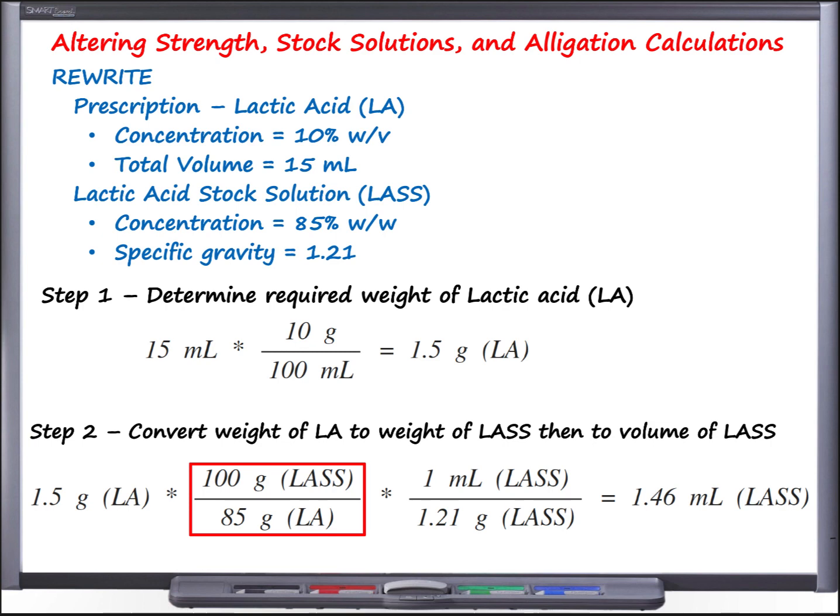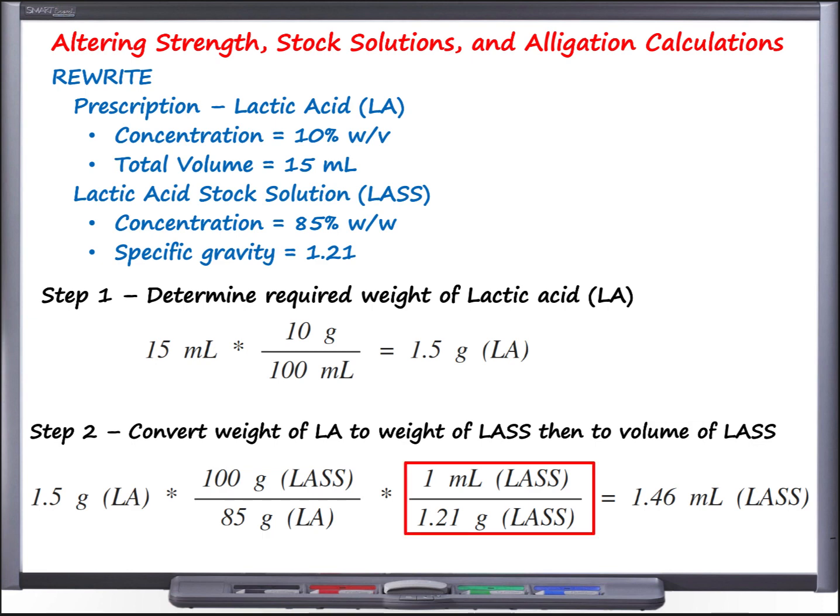Looking at this formula, we're going to multiply by that concentration, but we will change it and express it as 100 grams of the stock solution over 85 grams of the lactic acid. We do that so that our units can cancel. Grams of lactic acid will cancel, and now we will be in grams of our stock solution. We're really close to our final answer, but we don't want to measure our stock solution by weight. We want to measure it by volume. So we want to convert from the weight of the stock solution to the volume of the stock solution.